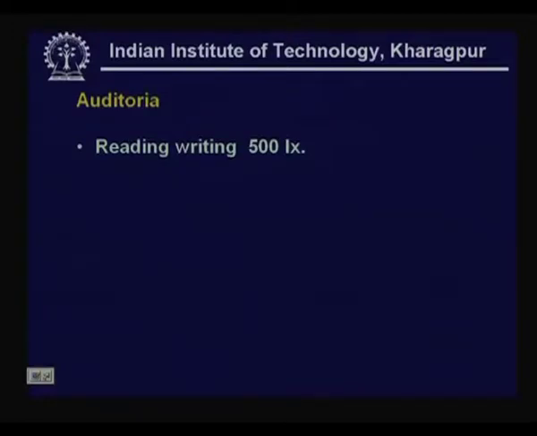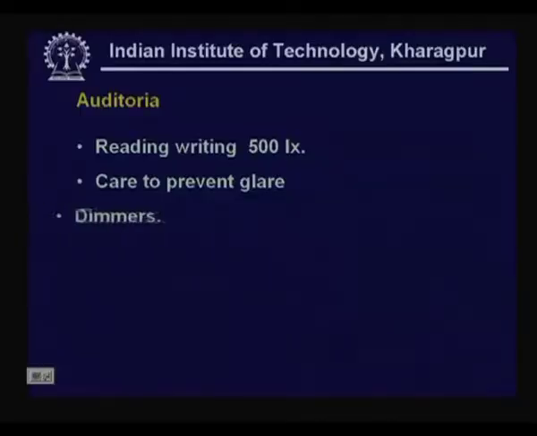The recommendations for auditoria, therefore, if they involve reading and writing, are around 500 lux, and there should be adequate provision to prevent glare. One has to remember auditoria would also mean a room or classroom accommodating a large number of people, which would amount to having to take care of the public address system or the sound systems. So both have to be integrated together with the air conditioning.